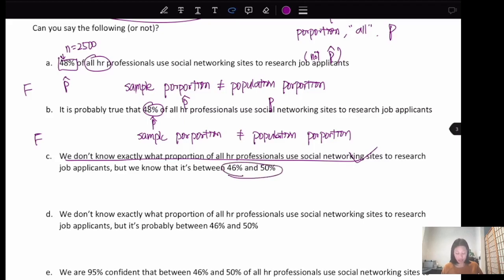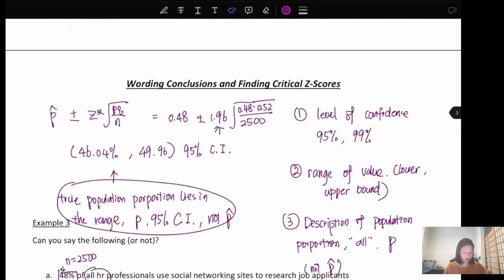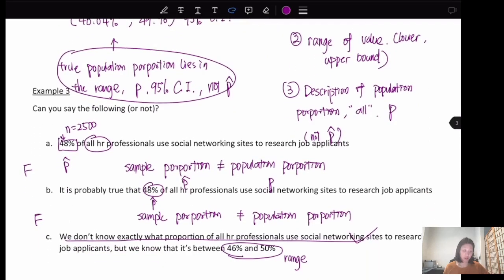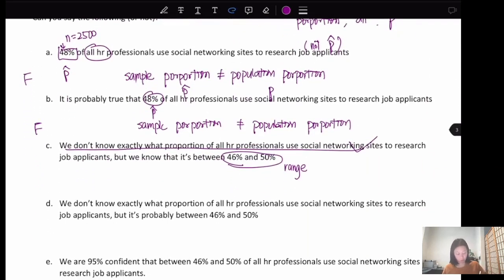This is the range, which is the second part, the range of the value. They have the upper bound and lower bound, 46% and 50%. But they say they know. That means they are 100% sure about that.